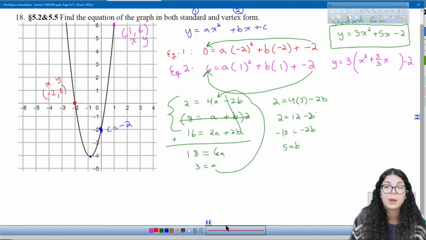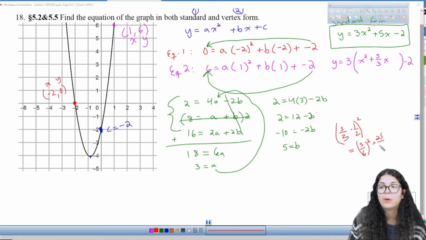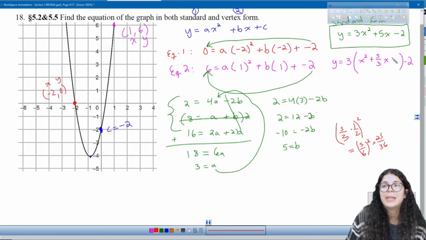Remember, for completing the square, we're going to take that b value, we're going to divide it by 2, which is the same thing as multiplying the reciprocal 1/2 and then squaring it. So we have 5 over 6 squared, which will be 25 over 36. So that's what we need to add here. We need to add 25 over 36.